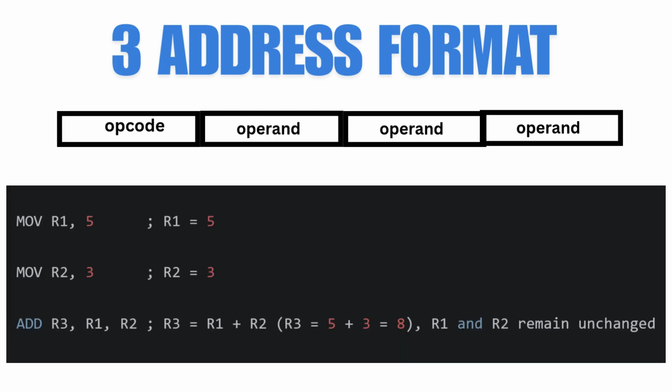In this example, the add R3, R1, R2 instruction is a 3-address format. It adds the contents of R1 and R2 and stores the result in R3. R1 and R2 remain unchanged, while R3 holds the result. In a 3-address format, no source operand is overwritten, making it useful when the original values must be preserved. However, specifying 3 operands requires more bits in the instruction, which may increase code size.